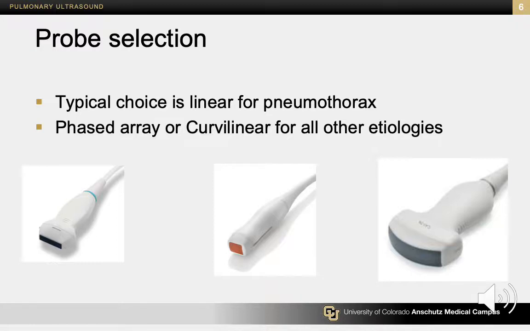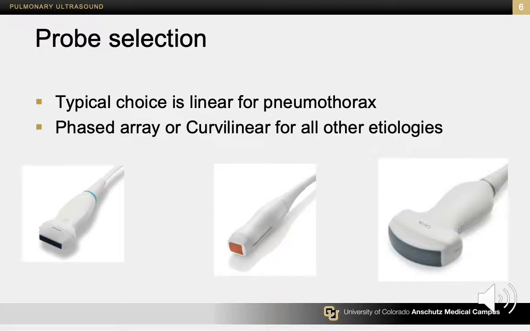If you're using a traditional ultrasound machine, the sort of consensus is for pneumothorax, you're going to want to use the linear probe. Just higher frequency gives you better definition in a shallower depth, which is really what you're looking for because you're basically just trying to see the visceral parietal pleural interface for pneumothorax, which is fairly shallow. We're talking 3-4 centimeters maybe.